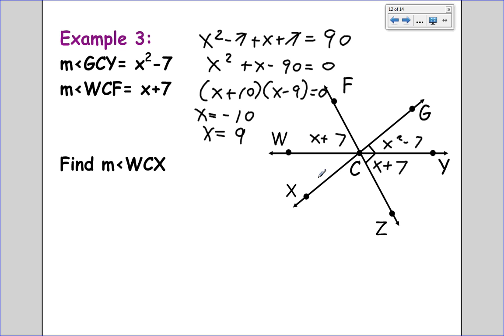So WCX is vertical to GCY. So if I plug in 9 for GCY, 9 squared is 81, minus 7 is 74. And that is your correct answer.